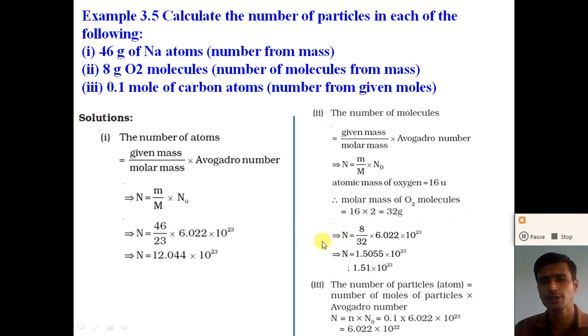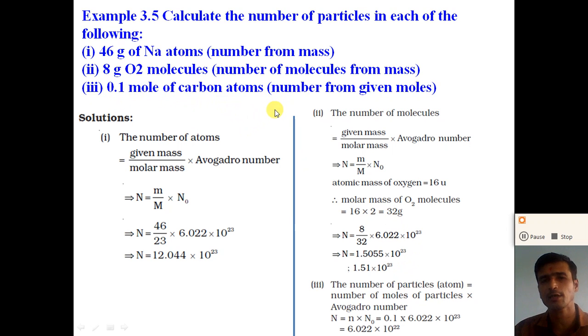So how can we calculate the number of molecules? Capital N is equal to small m, the mass of the O2 molecule, 8 gram, divided by the molar mass of the O2, 32, into 6.022 into 10 raised to 23. Leave this 10 raised to 23 as it is, and if you calculate this, we get 1.5055 into 10 raised to 23. So the number of molecules present in the 8 gram O2 is 1.51 into 10 raised to 23. And the third case is 0.1 mole of the carbon atom.